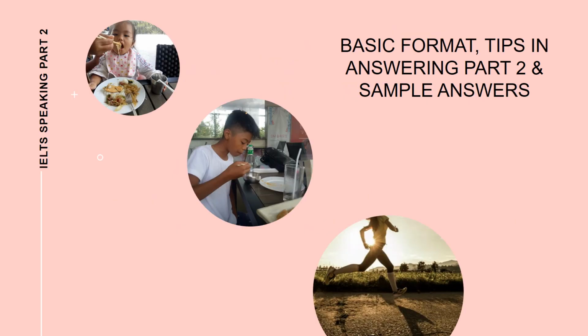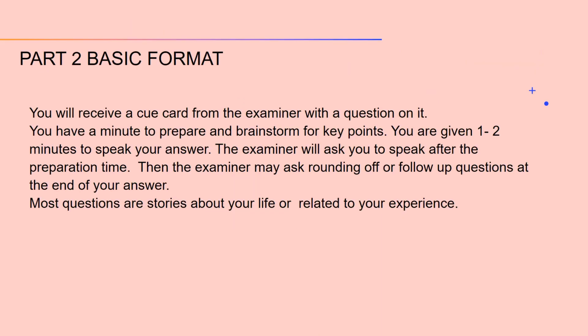Basic format, tips in answering Part 2, and sample answers. Part 2 basic format: you will receive a cue card from the examiner with a question on it. You have a minute to prepare and brainstorm for key points. You are given 1 to 2 minutes to speak your answer. The examiner will ask you to speak after the preparation time. Then the examiner may ask rounding off or follow-up questions at the end of your answer.